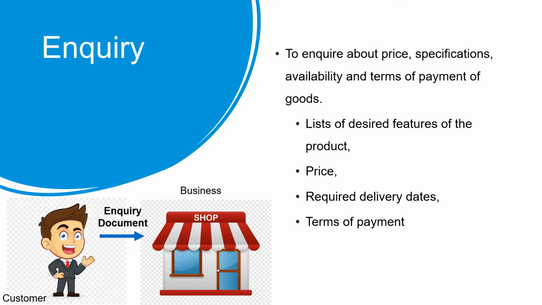The trading process starts with an inquiry document. First of all, the consumer has to decide what product he is going to buy, and then he is going to select which companies provide that product. Then the consumer is going to write an inquiry document to these companies inquiring about price, specification, availability, and terms of payment of these goods. It can include a list of desired features of the product, prices, required delivery date, and terms of payment. So the consumer prepares these inquiry documents and sends them to all the businesses where he can get these products.